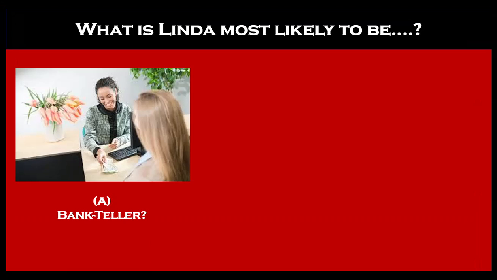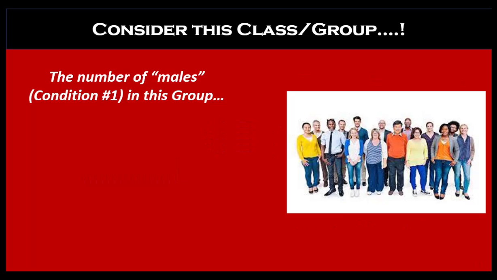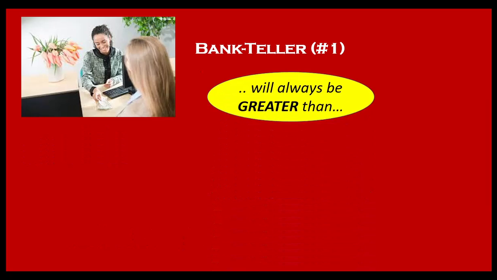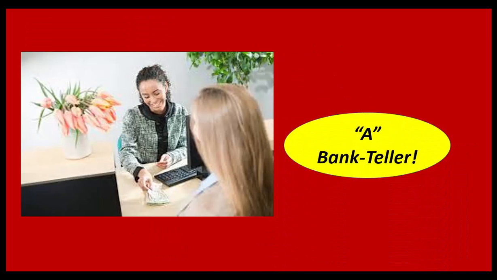So what is Linda most likely to be? A bank teller or a bank teller and a part-time music teacher? Consider this class or group. The number of males in this group, that is satisfying 1 condition, will always be greater than the number of males in this group born in this city, that is satisfying 2 conditions. Hence, Linda being a bank teller, satisfying 1 condition, will always be greater than Linda satisfying 2 conditions, which is that of being a bank teller and a part-time music teacher. Hence, the most likely scenario is that Linda is a bank teller.